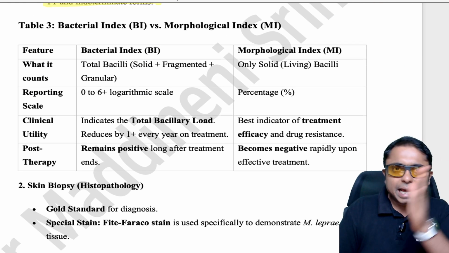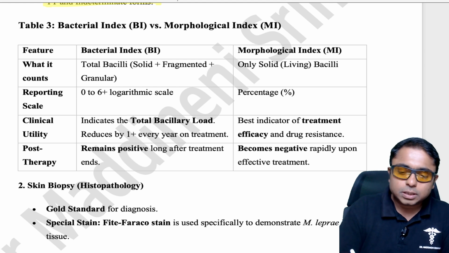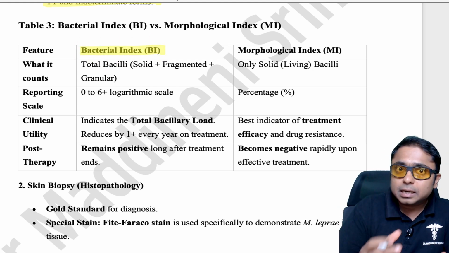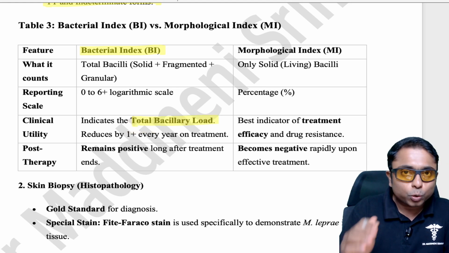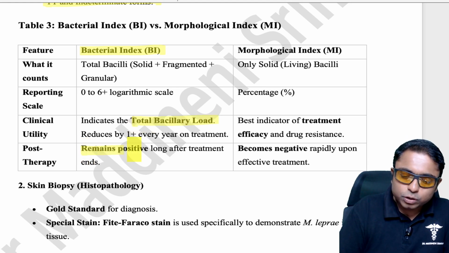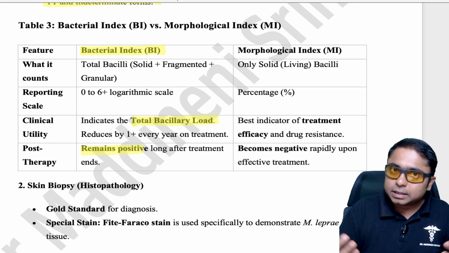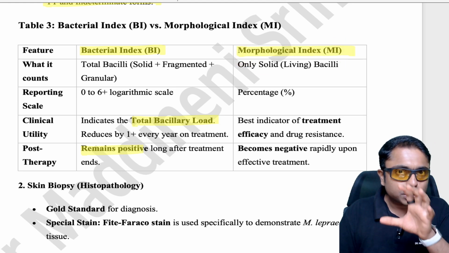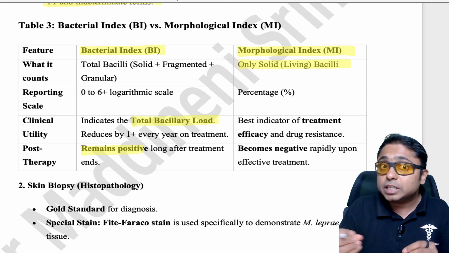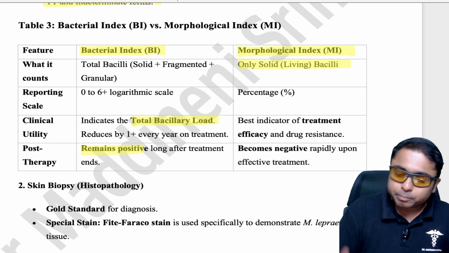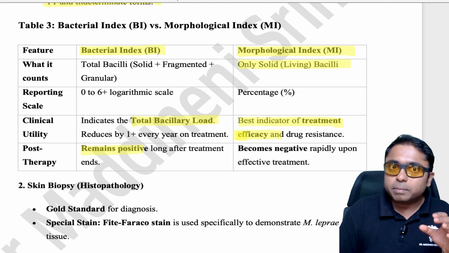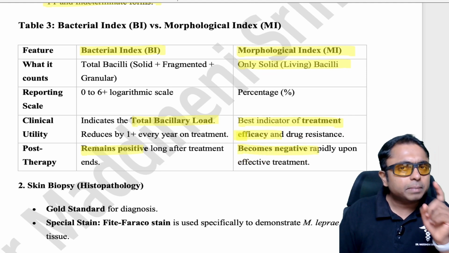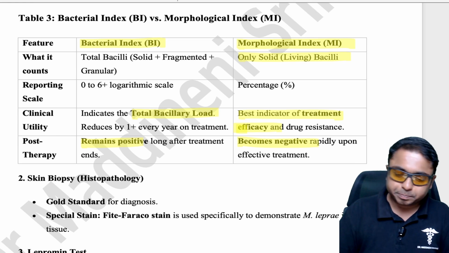So BI and MI, bacteriological index, morphological index, this concept you should know. BI is going to detect and count all the bacilli, dead and alive, both of them put together, the total bacillary load. So that is the reason why it's going to remain positive long after the treatment is completed, whereas the morphological index is going to measure only how many live bacilli are there, which are going to stain solid. So that's the reason why it is the best indicator for measuring the efficacy of the treatment you are giving with the medications, and it's going to become negative after successful treatment.